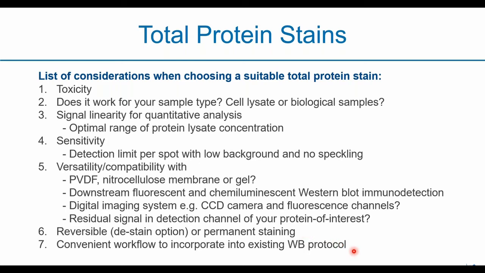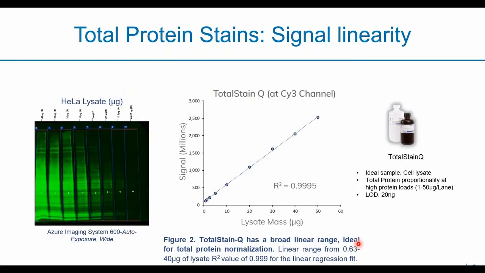And finally, convenient workflow. We want it to be convenient to incorporate into your existing Western blotting protocol, because you want to replace your housekeeping protein or you want to start up. Of course, it must be something that's convenient, general, and easy to use. So this is the list of considerations. It's kind of like common sense. You can look into these and then look for the protein stains that work with your experiment. Okay, so I will go into each of these criteria.